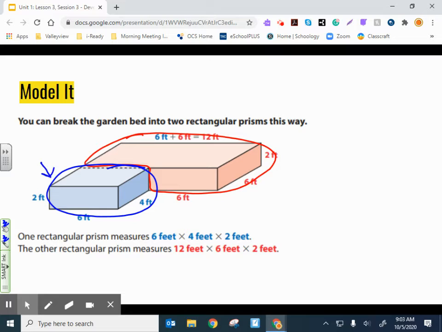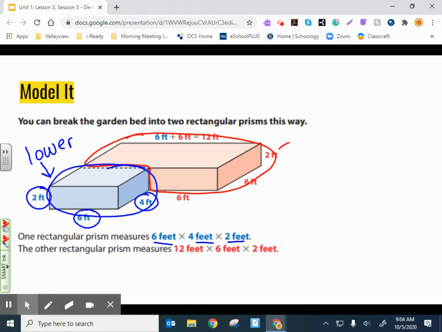This lower part is in blue. I'll stick with blue. That's going to be right here. It's got 6 feet by 4 feet by 2 feet. So it has its length, width, and height. So there's that, just so you know where they're getting these numbers from.